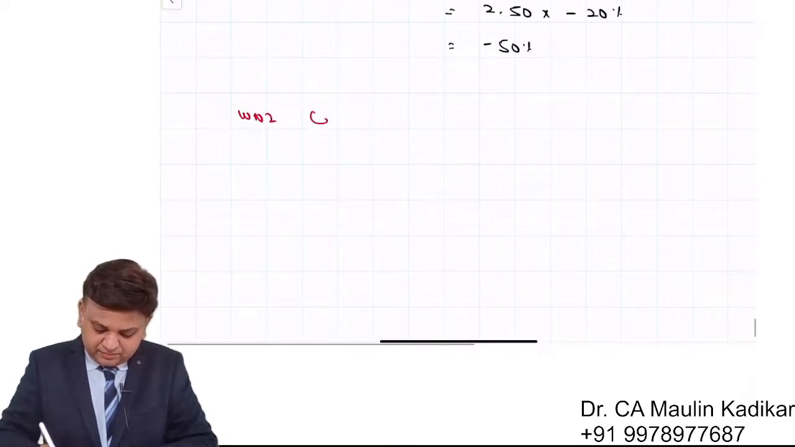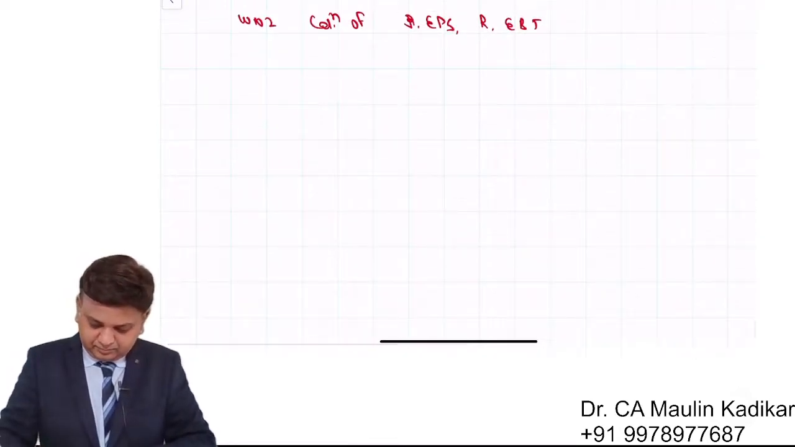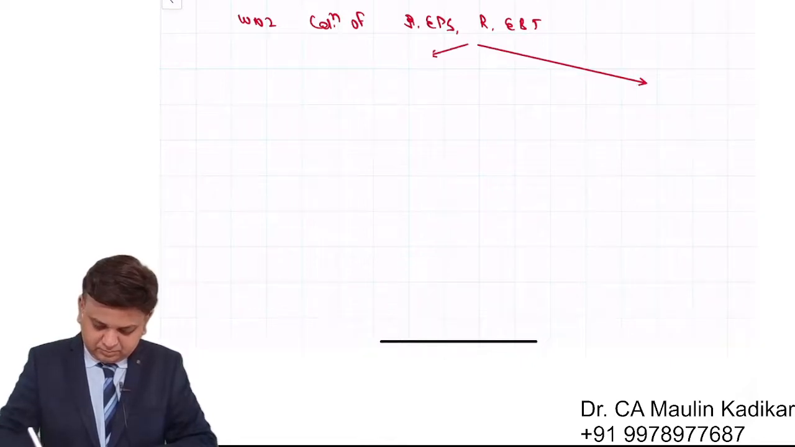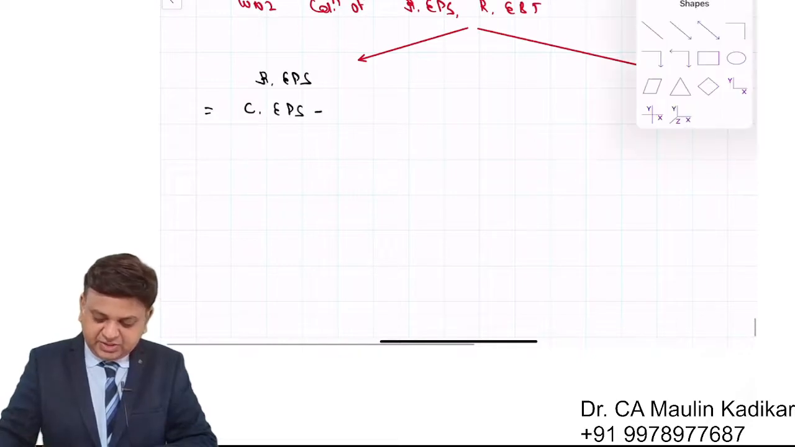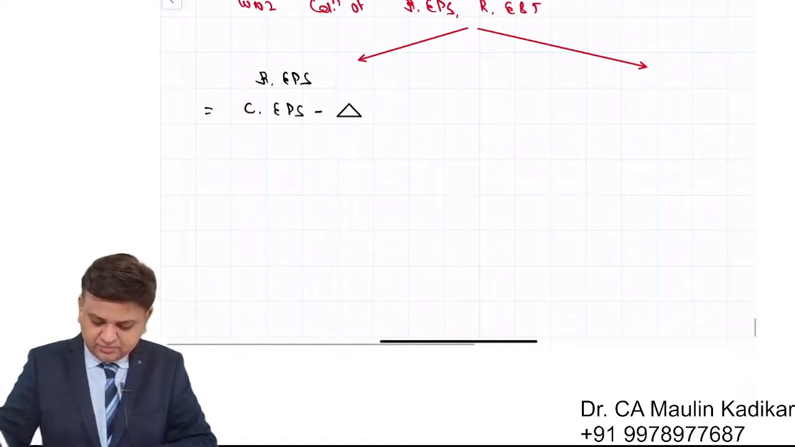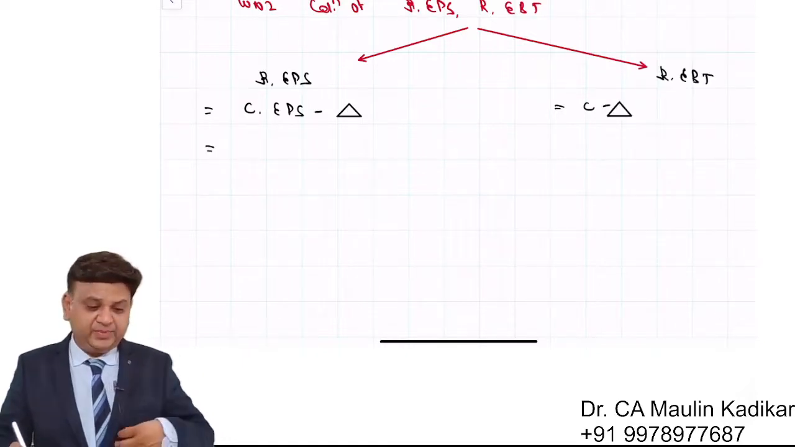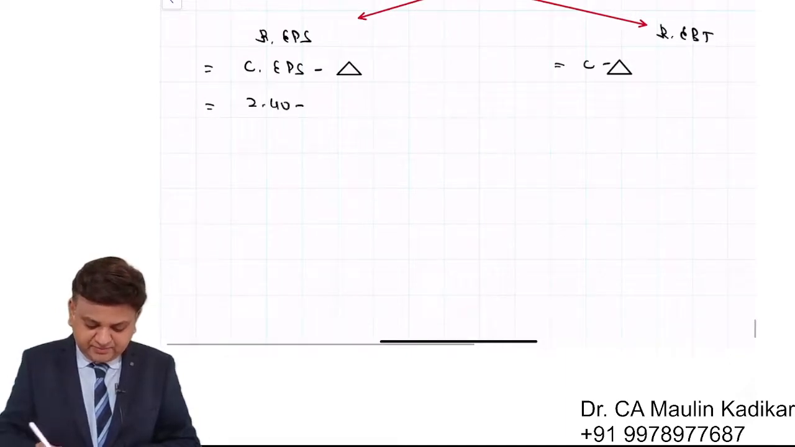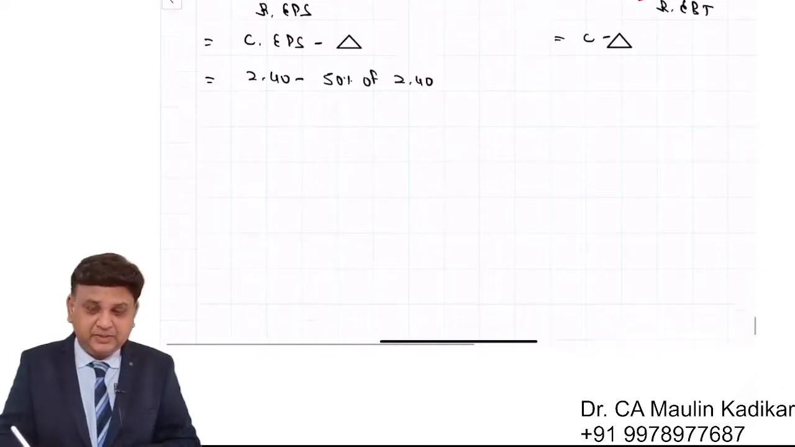Working note number 2, calculation of revised EPS, revised EBT. In that, revised earning per share is current earning per share minus change, means minus reduction. Revised EBT is current minus change. As far as the earning per share is concerned, right now it is 2 rupee 40 paise minus 50 percentage of 2 rupee 40 paise.